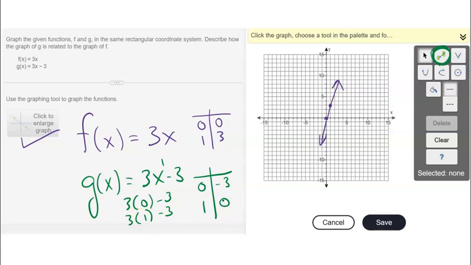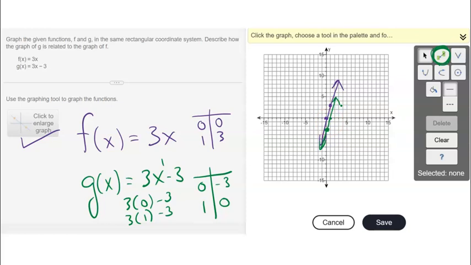So I'm going to plot those 2 points. Again, I've already clicked my tool again. So 0, negative 3 is right here. And then 1, 0 is right here. Now that is so incredibly close to the first graph. I know it looks awful. Yours is going to look better because you're using the tool instead of drawing this yourself.